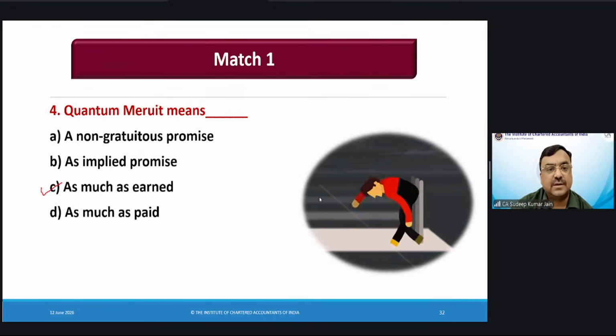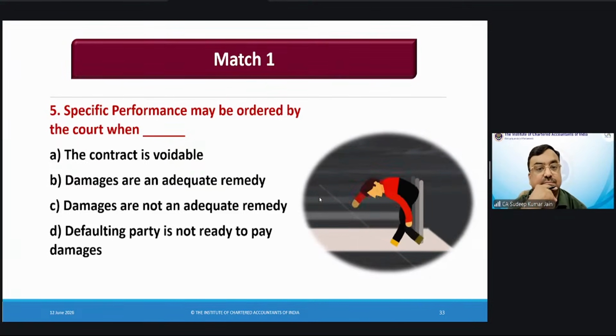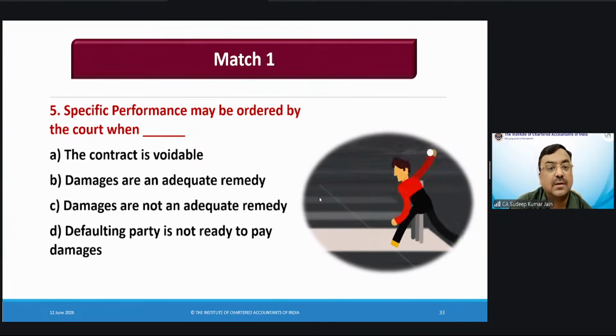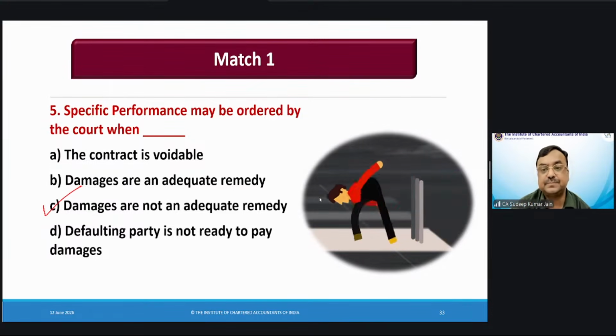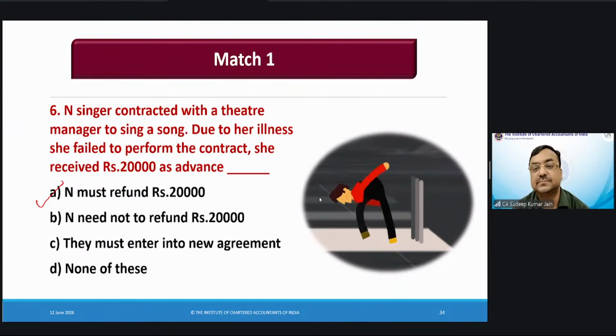Quantum meruit: as much as earned. A specific performance may be ordered by the court when damages are not an adequate remedy. Must refund 20,000. So let's see lucky winners.